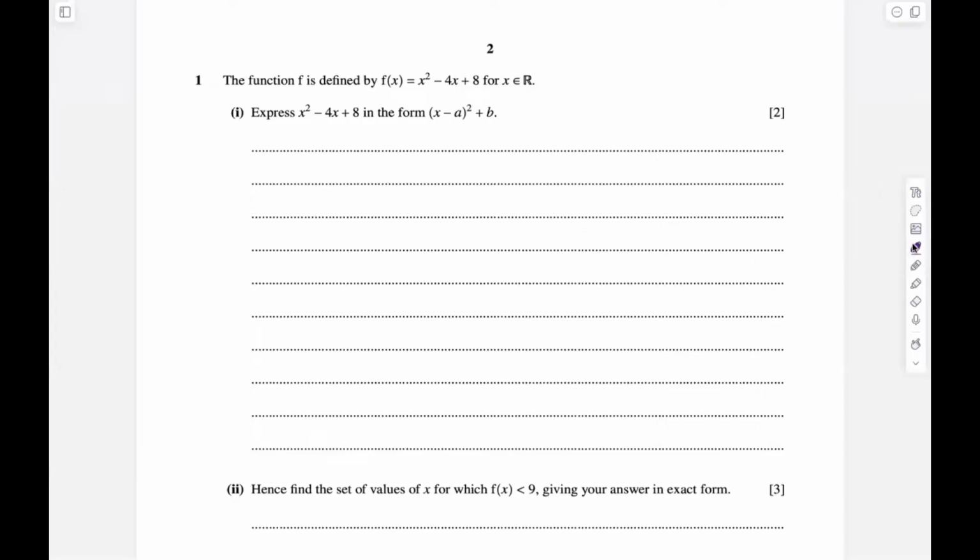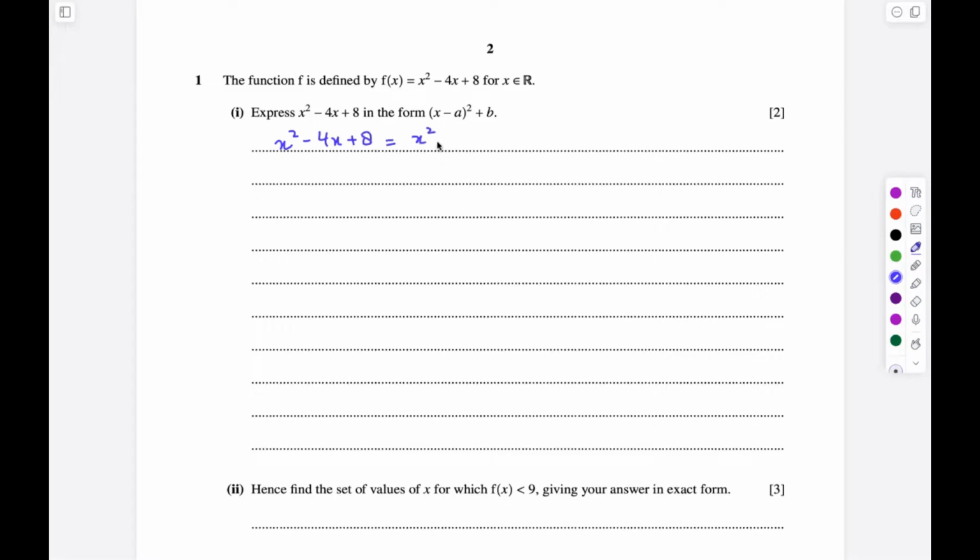In question 1, the function f is defined by f of x equals x squared minus 4x plus 8 for x an element of the real numbers. In part 1, we have to express x squared minus 4x plus 8 in the form (x minus a) whole squared plus b. So we can first expand the expression (x minus a) whole squared.